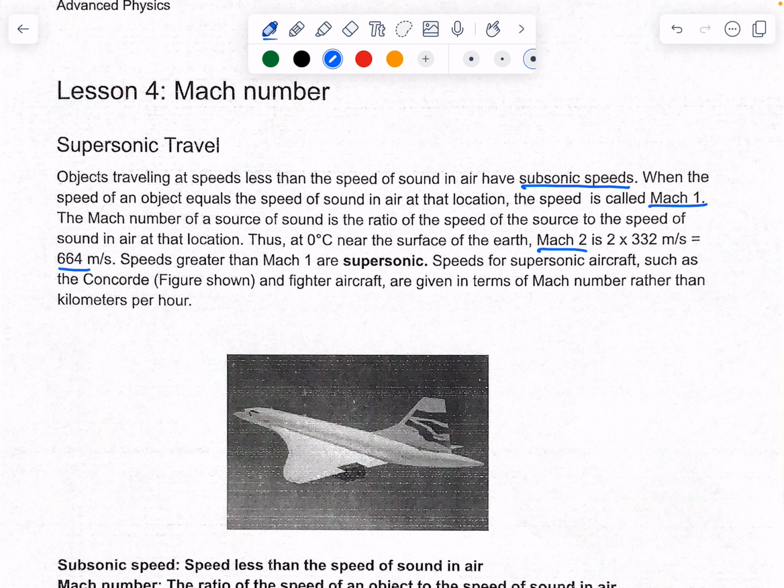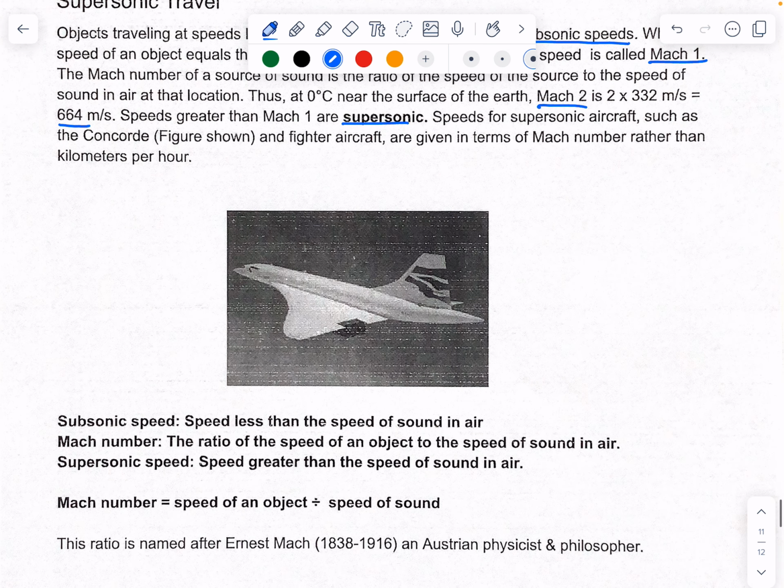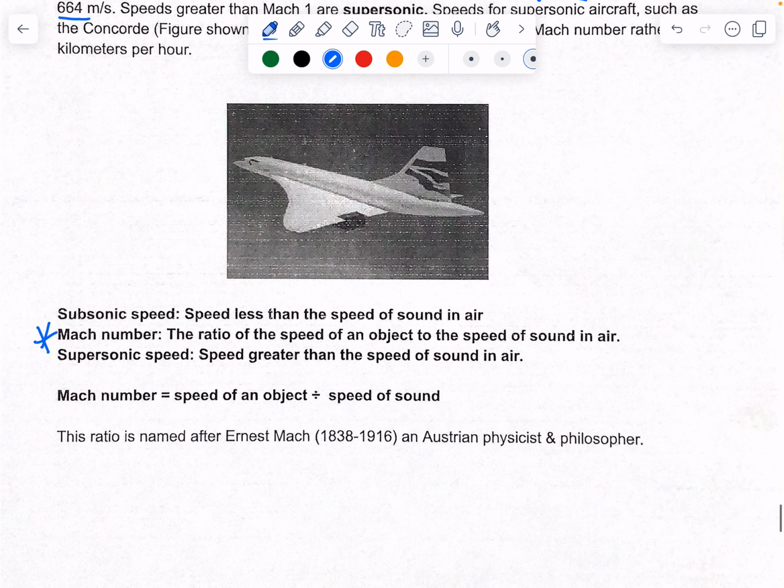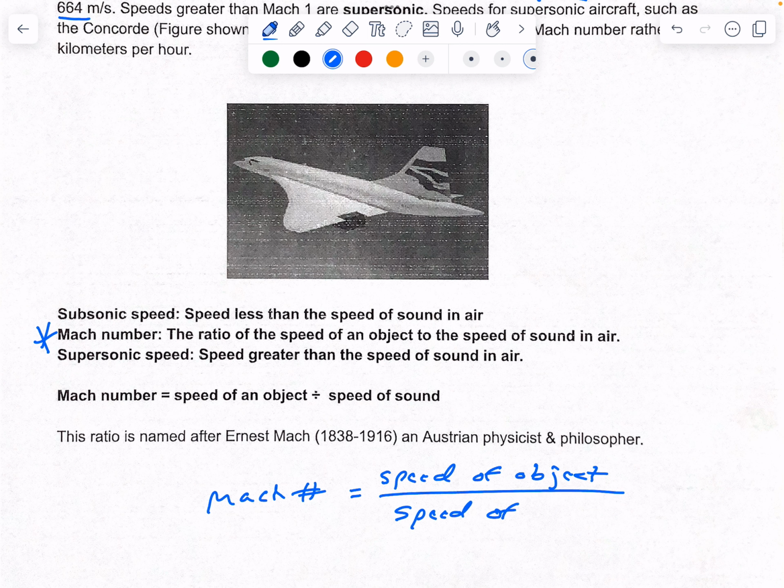Speeds that are greater than Mach 1 are called supersonic. Planes can achieve this now, so we've definitely broken sound barriers before, so make sure you know your terms here: subsonic speed, what is Mach, supersonic speed. Now going more into Mach, if you want to calculate your Mach number, or how fast you're going, it is simply the speed of the object divided by the speed of sound.